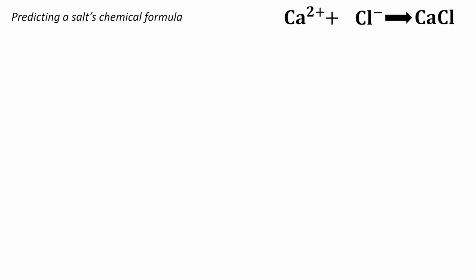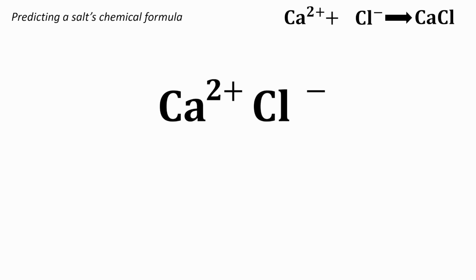Firstly, we will write the ions as if they are in the same salt but kept their charges. The first step is to check if the charges are the same, ignoring the plus and minus. We can see that 2 and 1 are not the same number. We now move on to the second step.